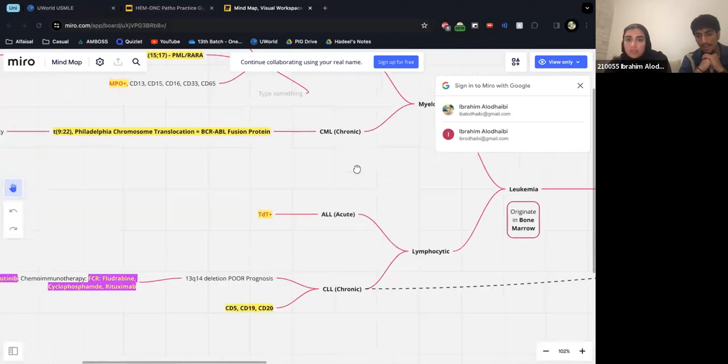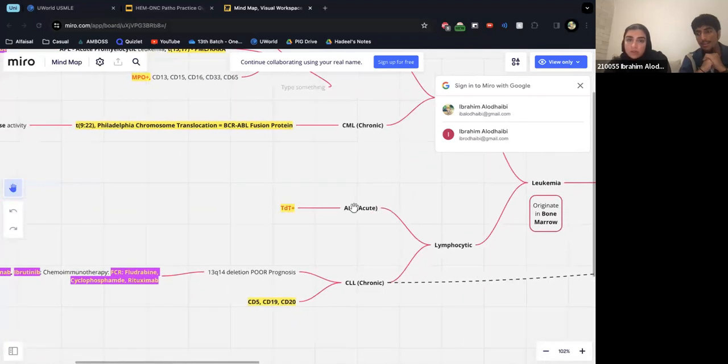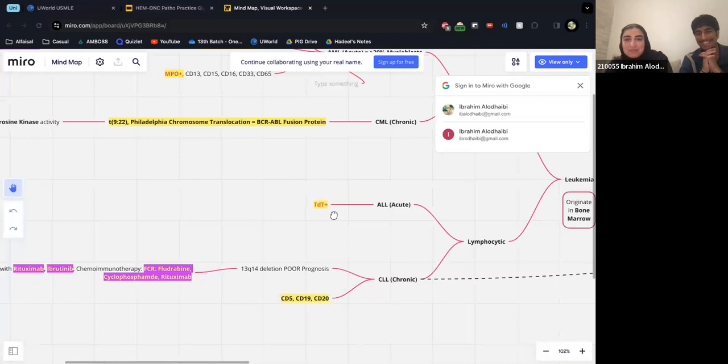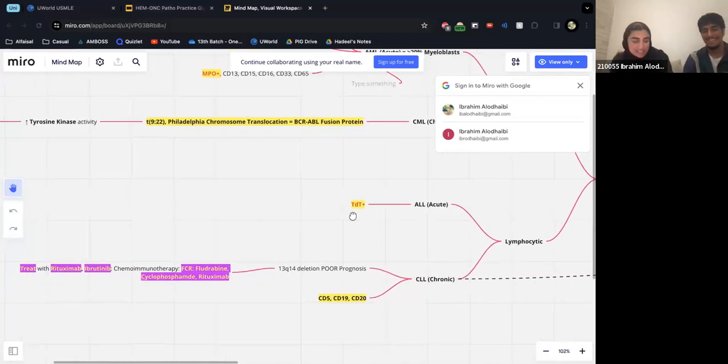Then in your lymphocytic, you have acute lymphocytic leukemia, which is, do you remember what that stands for? TDT positive. I don't remember what it stands for. I'm so sorry, guys. We should be better than this, but TDT positive. You're gonna see it immediately. T-deoxy. Somebody say it in the chat. I'm sure one of you know it for sure. You guys know everything so far, so.